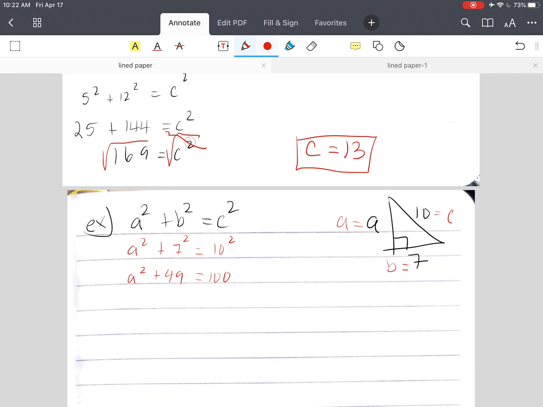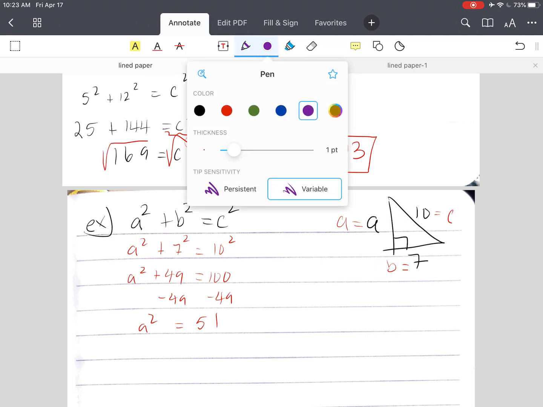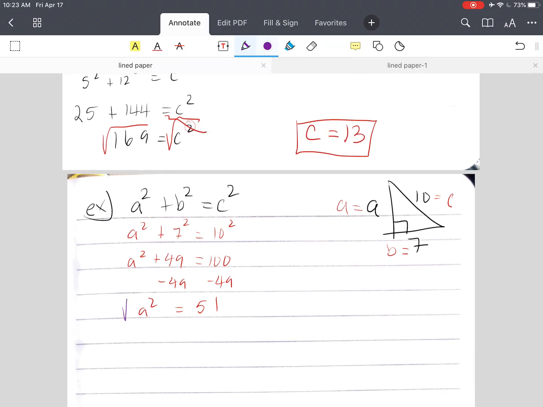Uh-oh, how do we solve this problem? Yeah, it's not that bad, right? We got to get rid of the 49 first, and then we can undo the square. So the opposite of adding 49 is subtracting 49. So we have a squared equals 51. And then what's the opposite of squaring something or taking the square of something? Taking the second root. We're going to take the second root of both sides. This is going to cancel. So we have a is equal to the second root or the square root of 51.